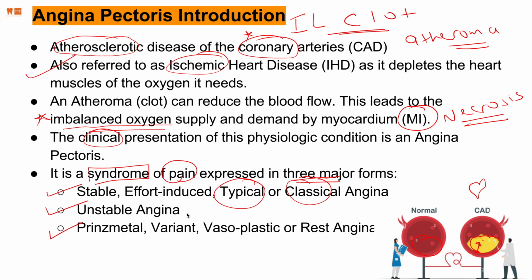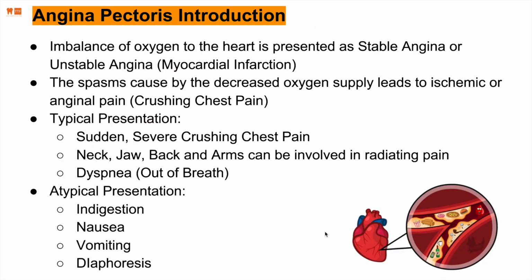Unstable is the exact opposite. It happens mainly at rest and is unpredictable. Prinzmetal or variant, as the name suggests, variant means something that doesn't fall under this or this. It is random, not associated with any of the above mentioned criteria. It's also known as vasospastic or rest angina. Vasospastic and rest angina we shall discuss in the following slides.